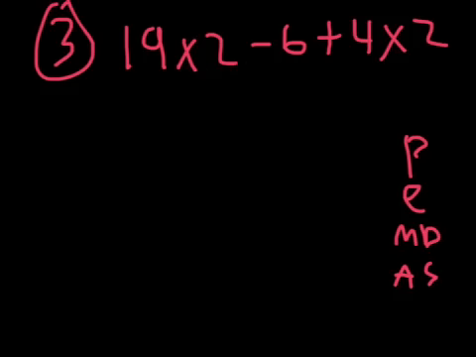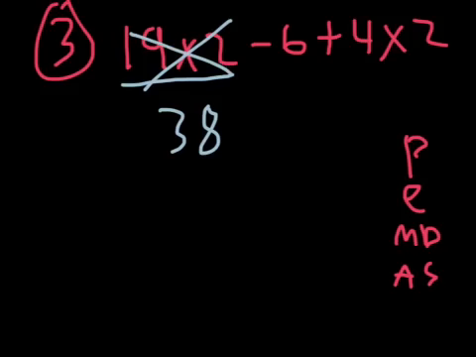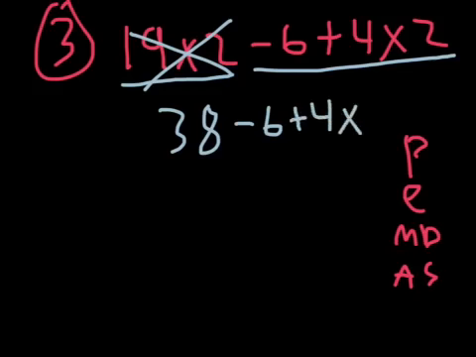So 19 times 2 comes first. 19 times 2 is 38. Okay. And now I used my 19 times 2, so I'm going to cross it off. And that leaves me all this left, so I'm going to write that down. Minus 6 plus 4 times 2. And I'm getting smarter. I'm writing a little smaller here so I can fit stuff.